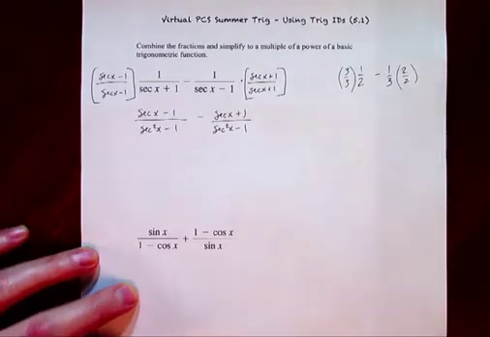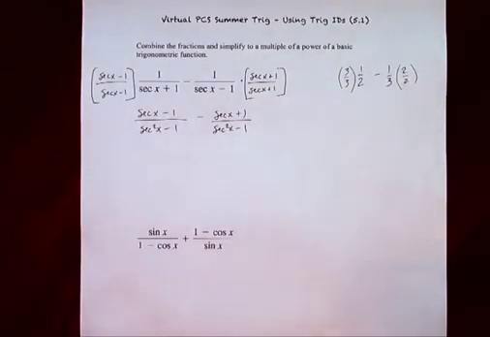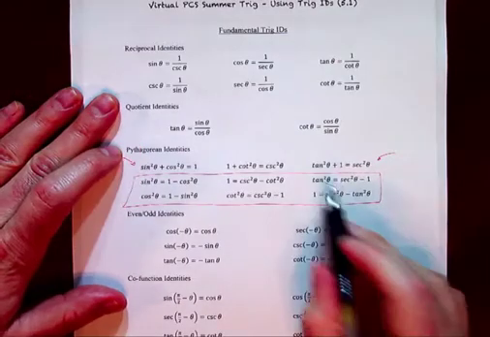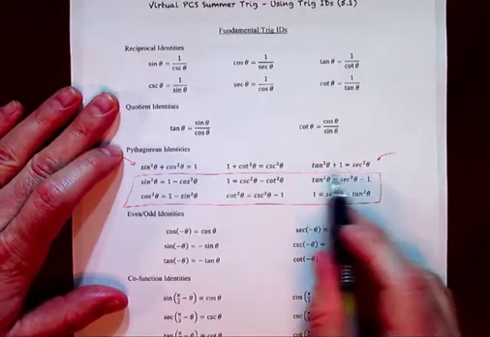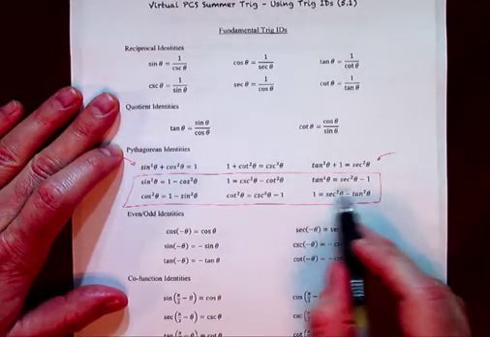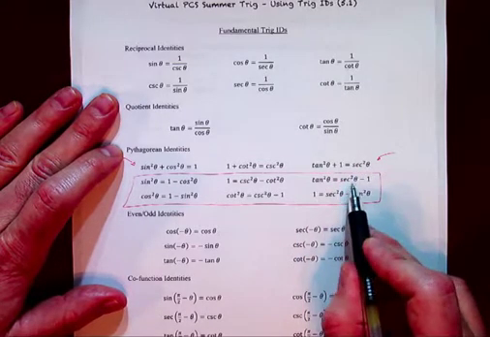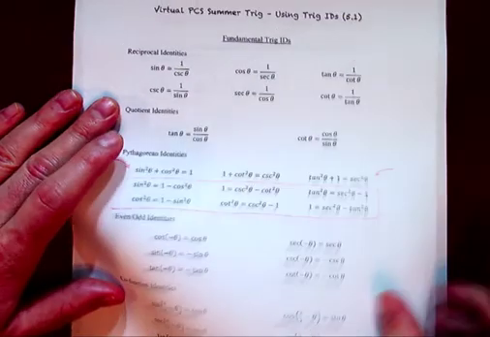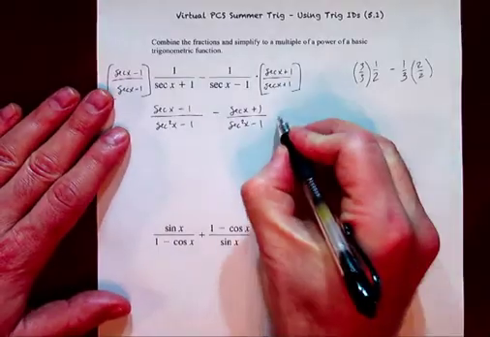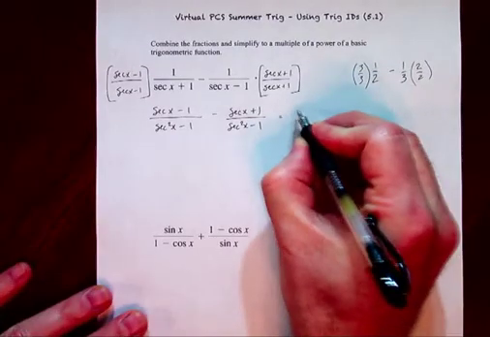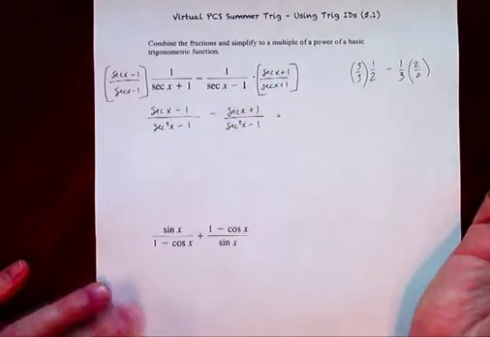Well, that's kind of neat, because remember when we were dealing with our fundamental identities, one of the forms of this Pythagorean identity is this, when you basically just subtract 1 from both sides. So secant squared minus 1 is equal to tangent squared. Okay, well, let's not do that just yet. Since they have the same denominator, let's push them together.